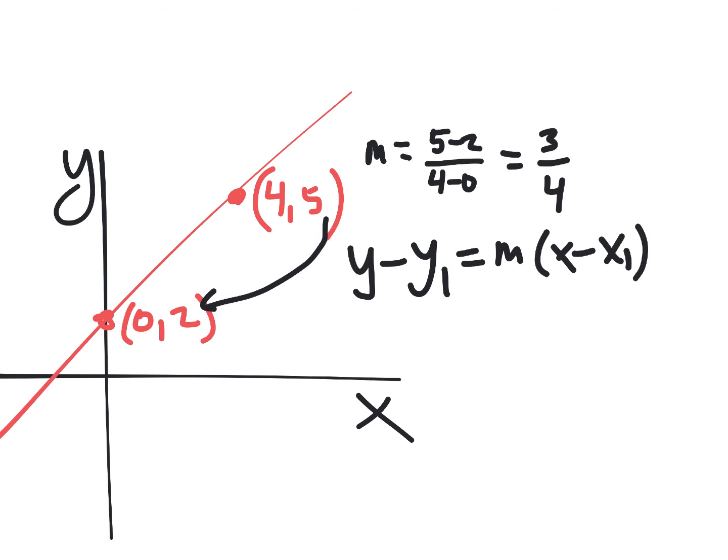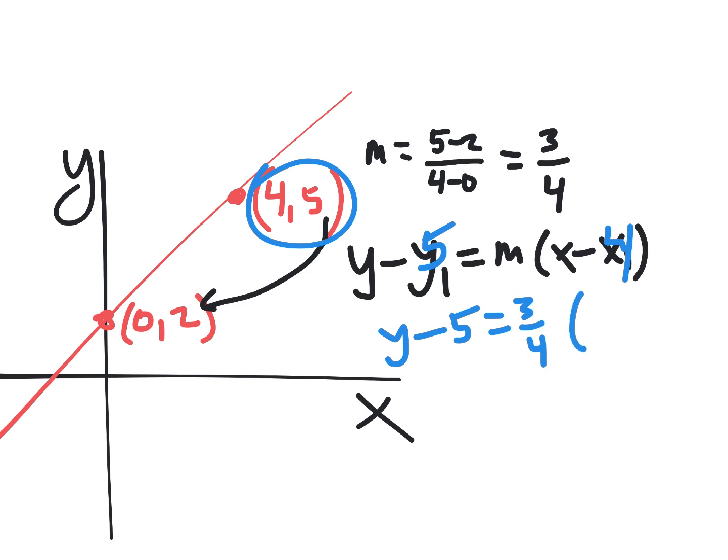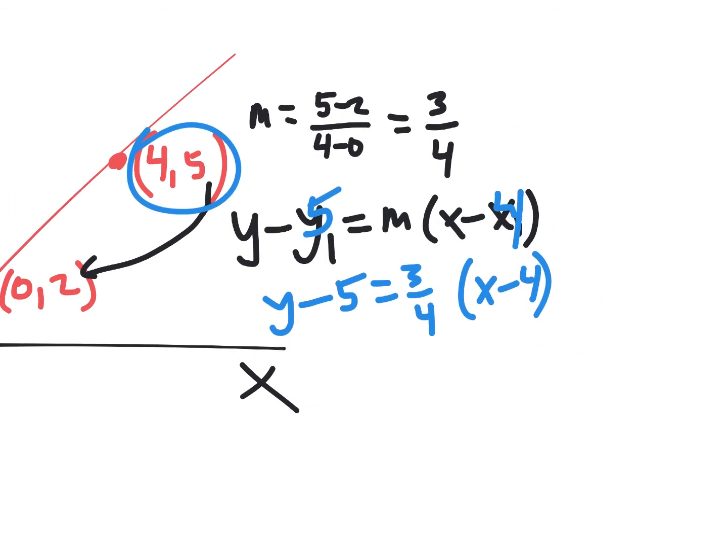All right. So then my point, well, I could pick either one. Hopefully you knew that. I'm going to pick 4, 5, and I would have y is 5, x is 4, and I'd have y minus 5 equals the slope, 3/4, times x minus 4. And that's an equation of the line through those 2 points. Would there be an equation for a vector that goes from one point to another? Yeah, it's going to be a lot like this.